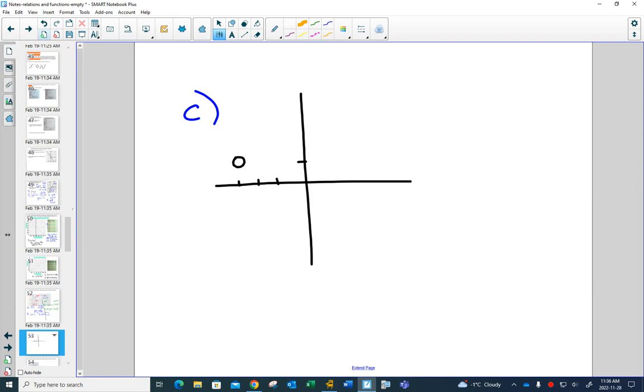I'm going to introduce to you the open circle. Let's figure out the difference between a closed circle and an open circle.